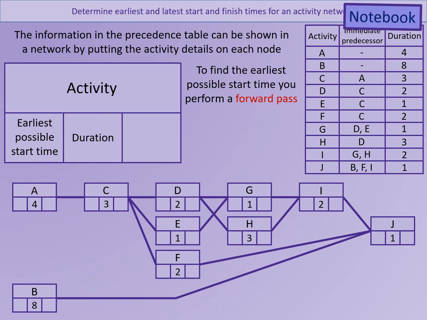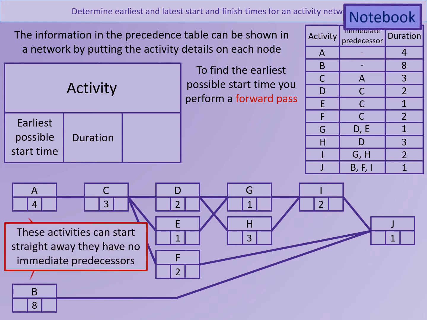So the way a forwards pass works is that we start with any activities that don't have any immediate predecessors. In this case, we're going to start with activities A and B. Because they have no immediate predecessors, they can start immediately. So they both have an earliest start time of 0.